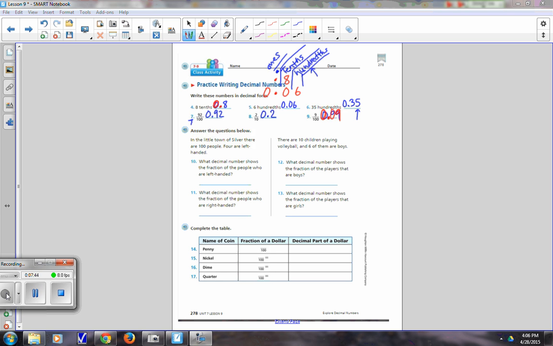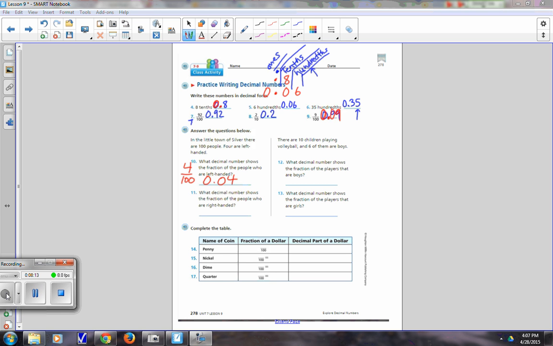So in the little town of Silver, there are 100 people. 4 are left-handed. What decimal shows the fraction of people who are left-handed? So we have 4/100 of the people. So 4 out of 100 are left-handed.